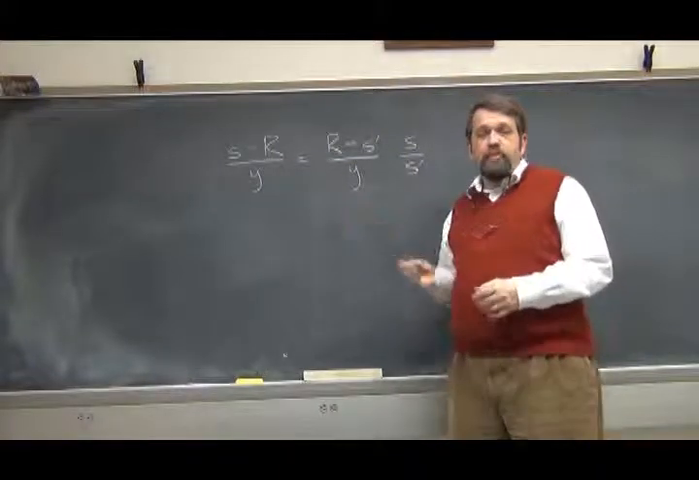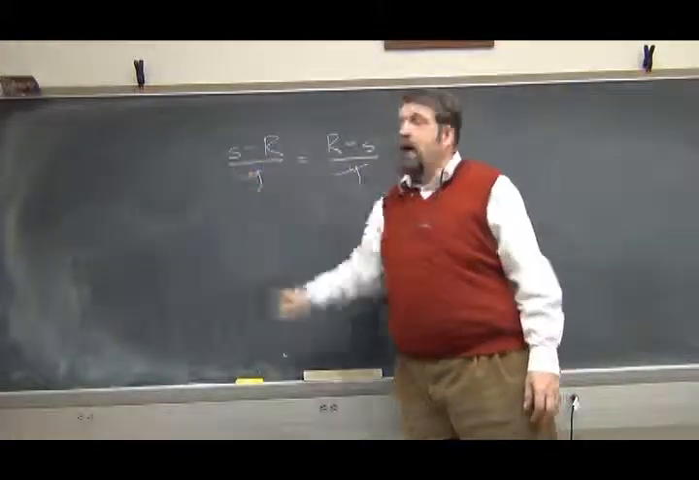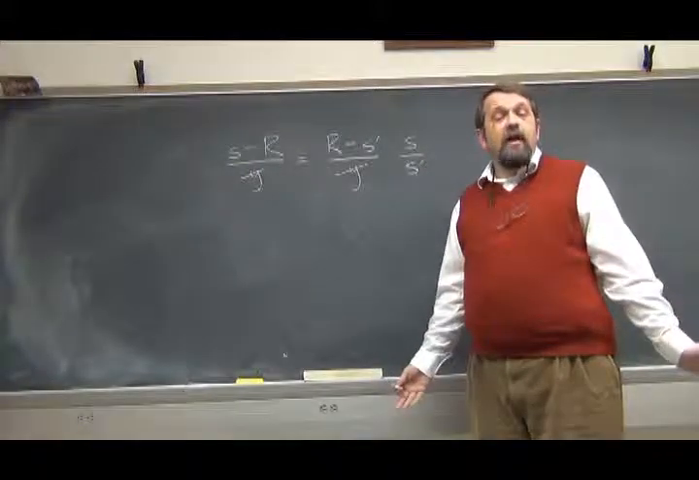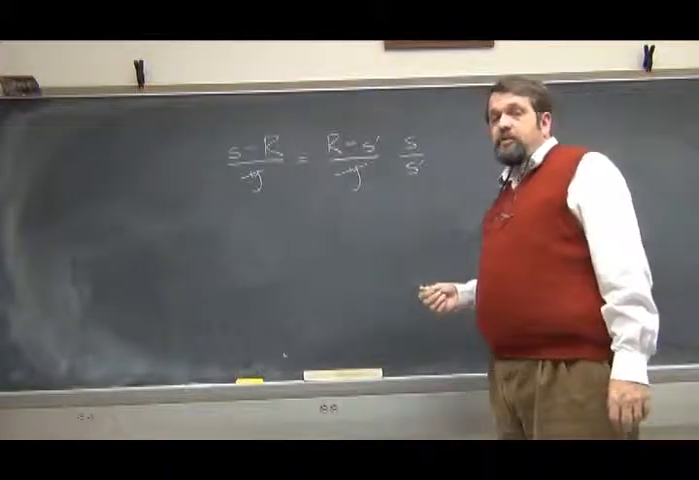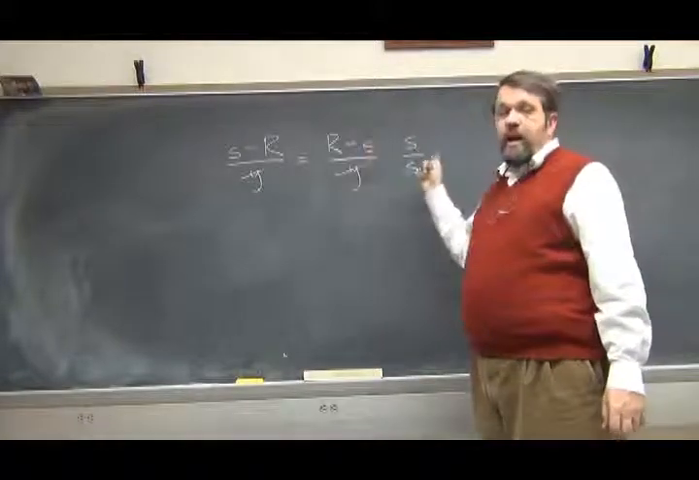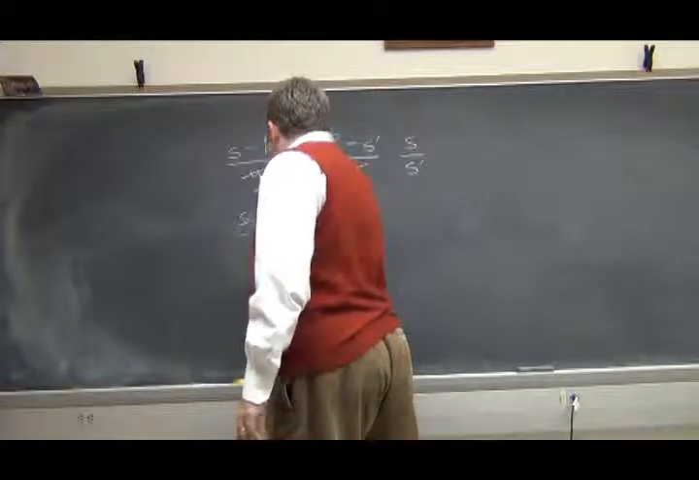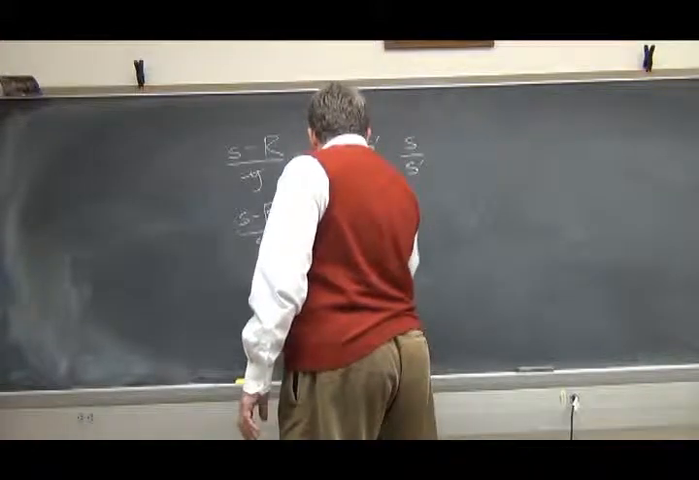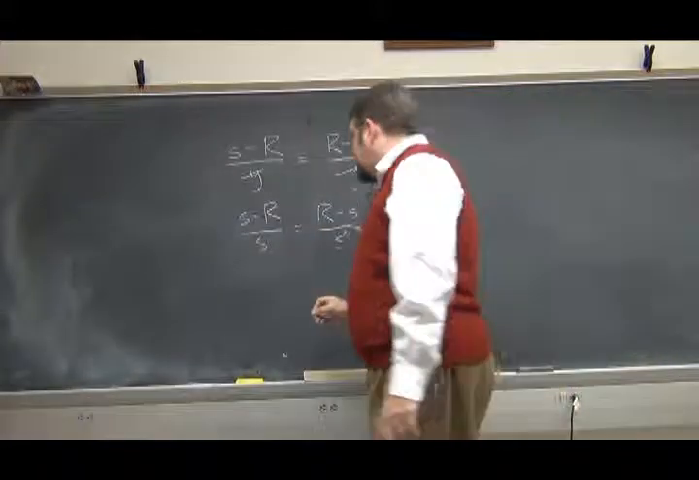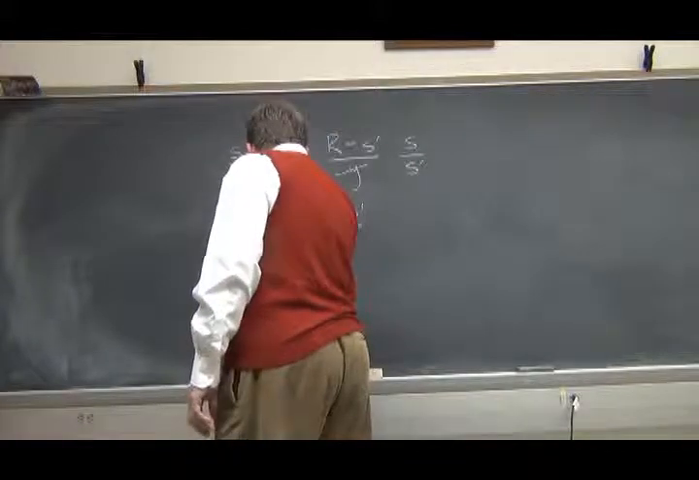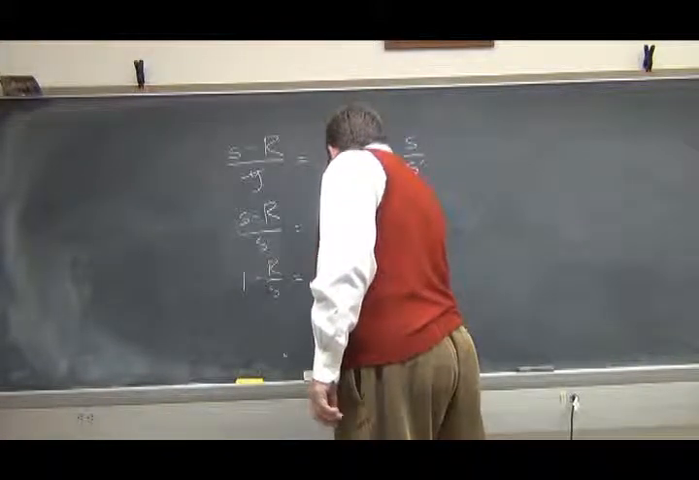To figure out what to do with this relation, we need to do a little algebra. First, we multiply both sides by y and cancel it. The height of the object doesn't matter, and we just get a relation between the image distance, the object distance and r. Then we divide both sides by s, and that makes it look very symmetric. We get s minus r divided by s is equal to r minus s prime divided by s prime. We can rewrite each side. On the left-hand side, we get 1 minus r over s, and on the right-hand side, we get r over s prime minus 1.